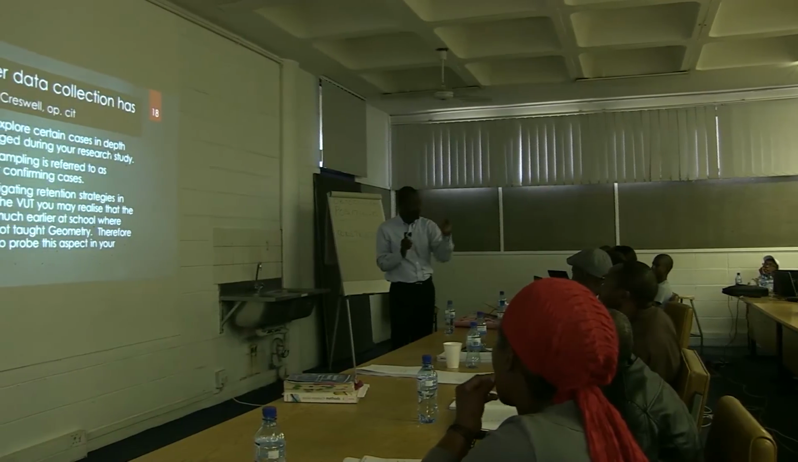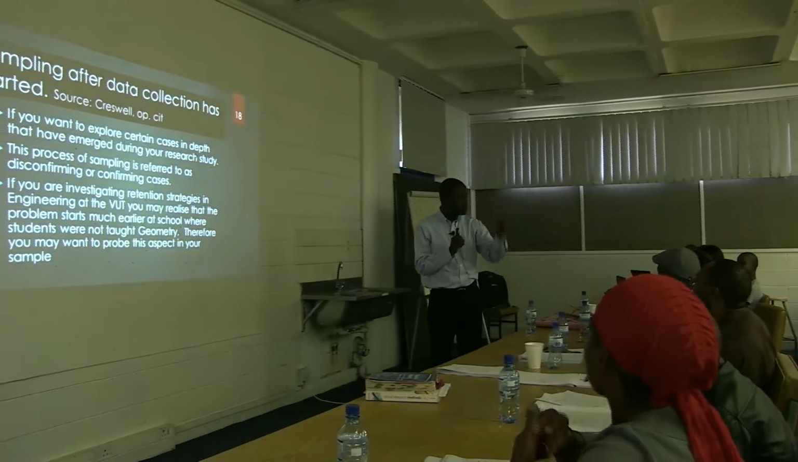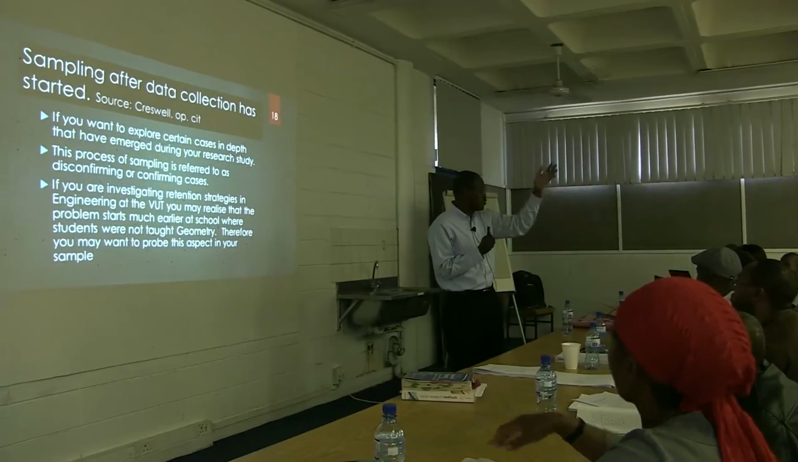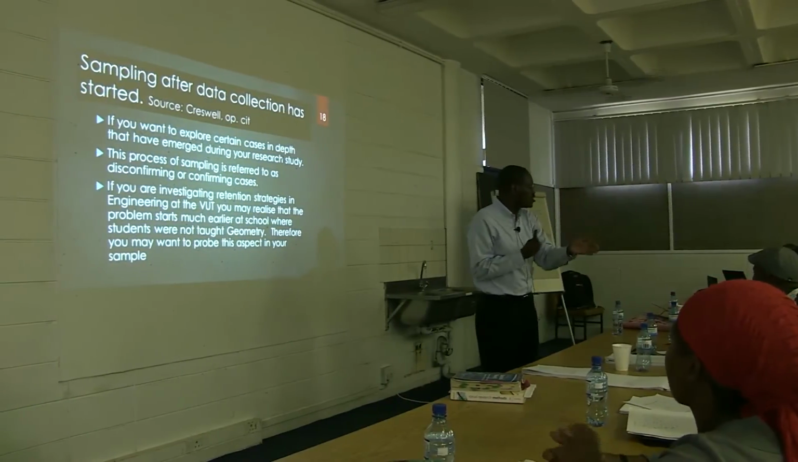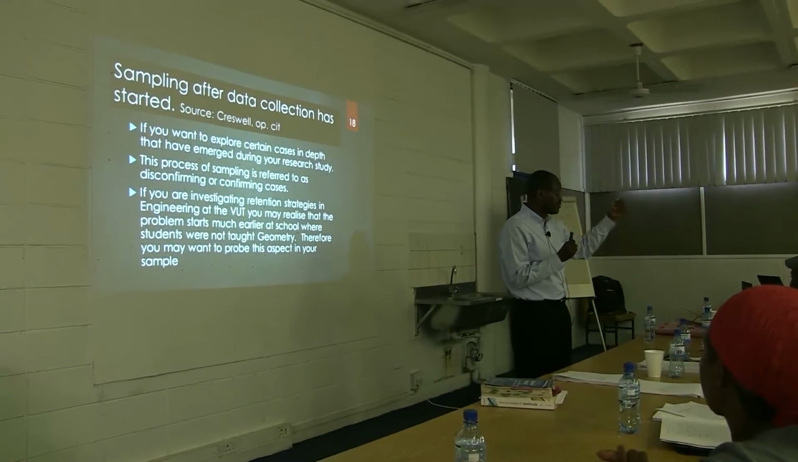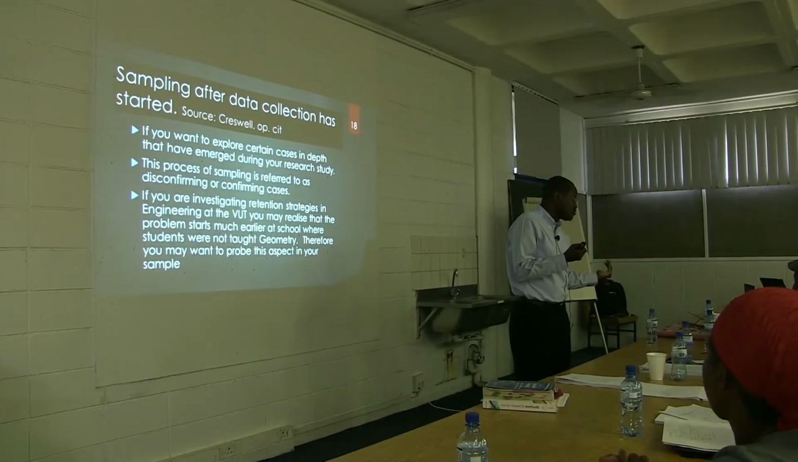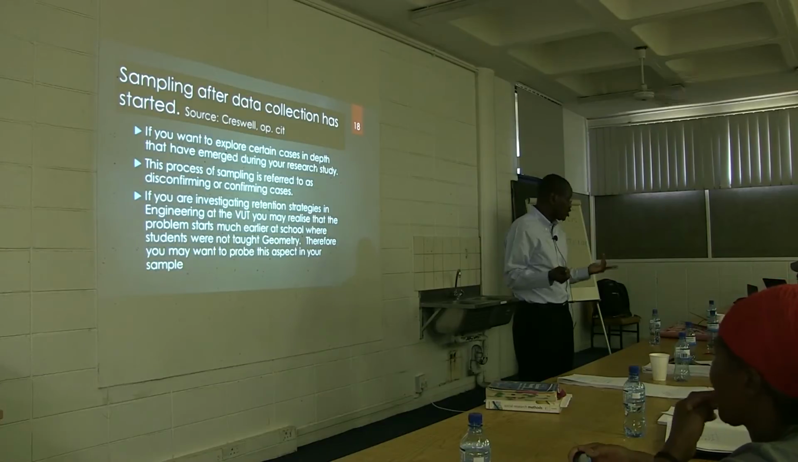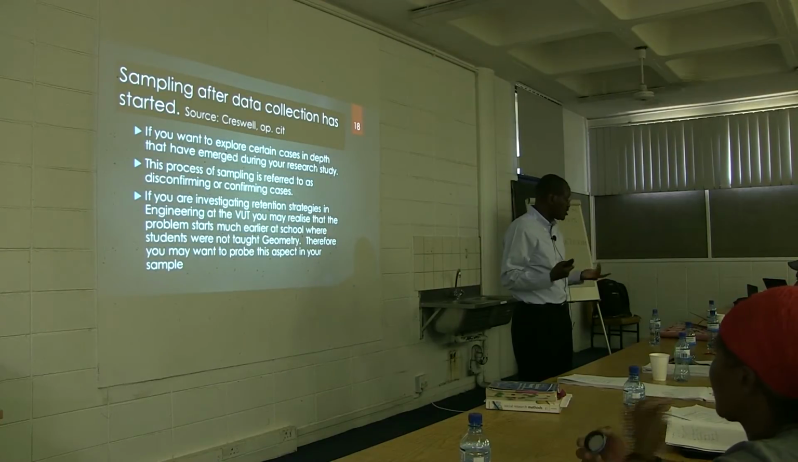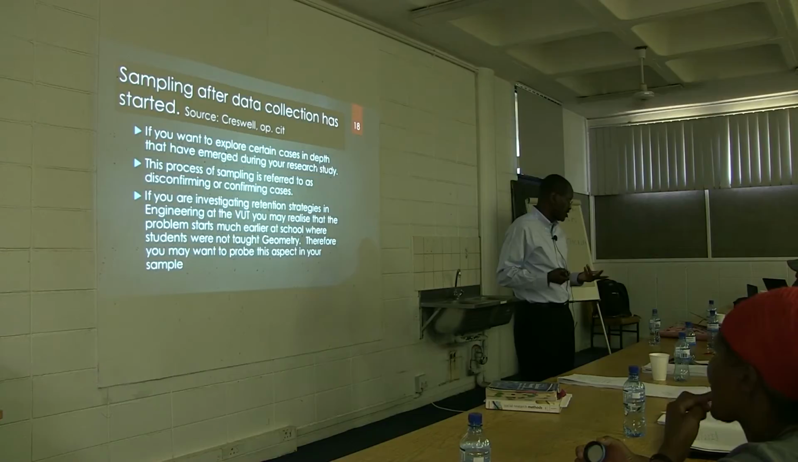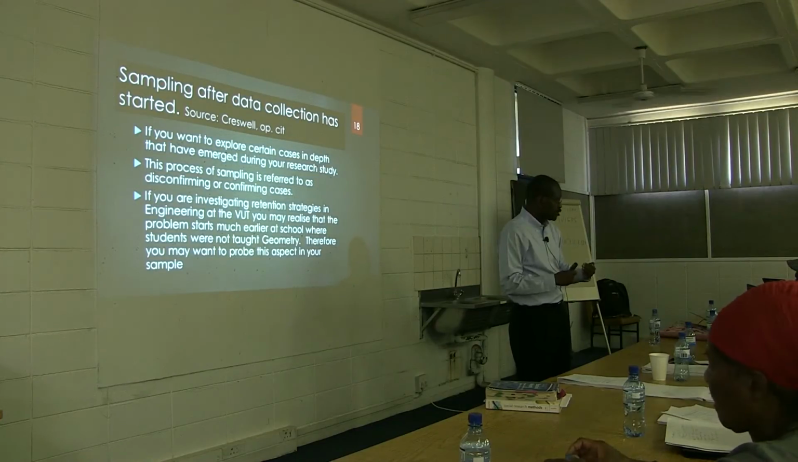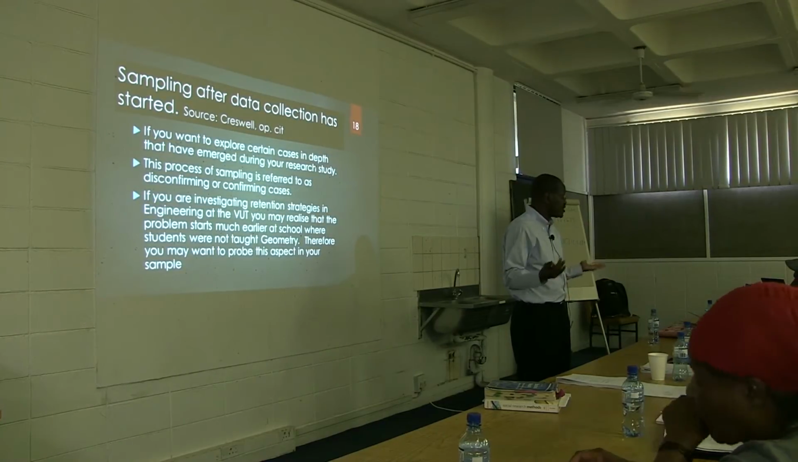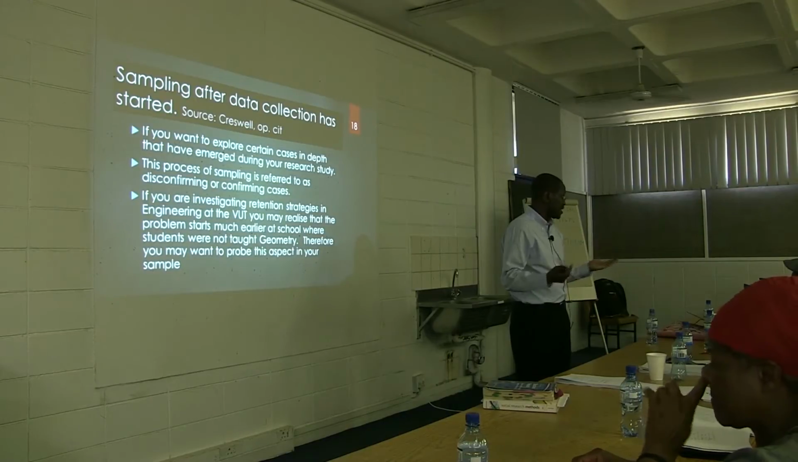So you go back and ask, what type of school did you go to? You'll notice that most of them came from either poor township schools or poor rural schools. They were not taught geometry. There were no geometry teachers. The teachers did not understand geometry. So that's why they're now failing engineering drawing. They have no skills in geometry.